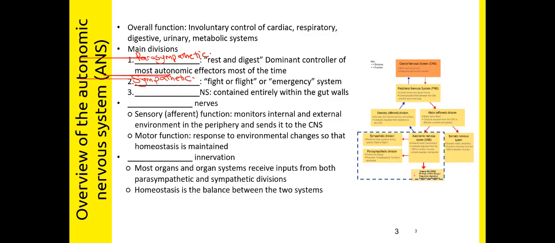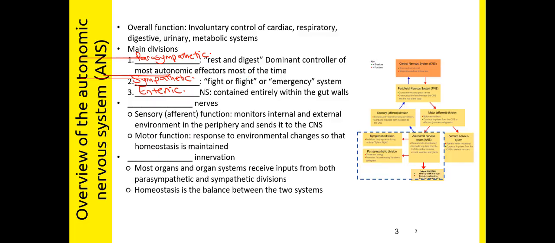The third division of the ANS is called the enteric nervous system, and this is contained entirely within the walls of your digestive system. So we're not going to talk much about it in this lecture because we've got the whole section on the digestive tract much later on.